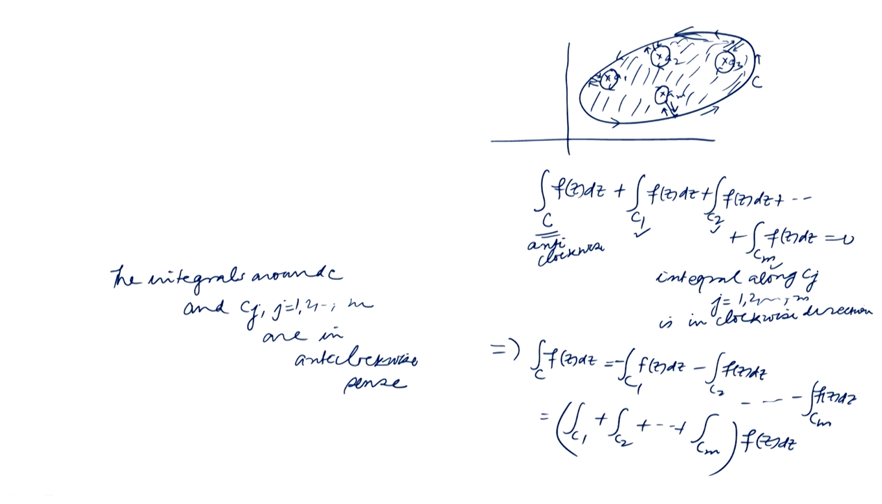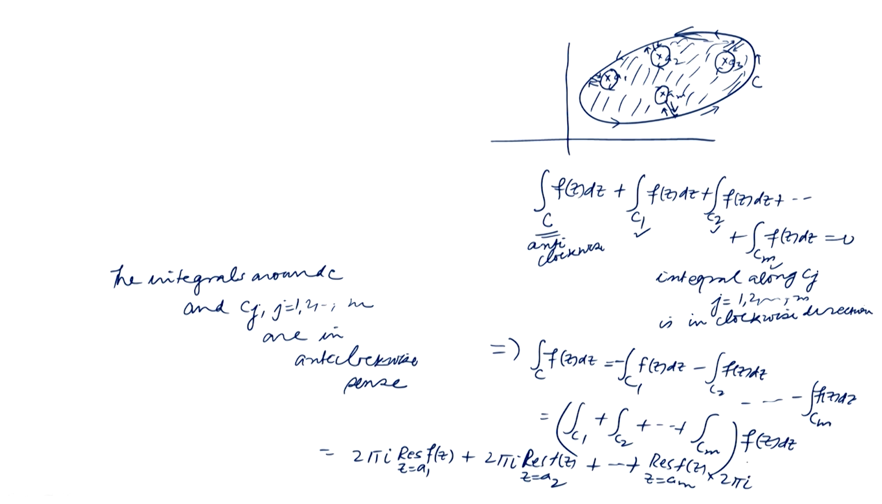Now, you can see that C1, C2, C3 and so on up to Cm each enclose just one singularity: the singularity at A1, the singularity at A2, the singularity at A3. So we know that the integral over C1 of F(z) dz is 2 pi i times the residue of F(z) at z equal to A1, and then the integral over C2 will be 2 pi i times the residue of F(z) at z equal to A2, and similarly the integral over Cm of F(z) dz will be the residue of F(z) at z equal to Am, multiplied by 2 pi i.